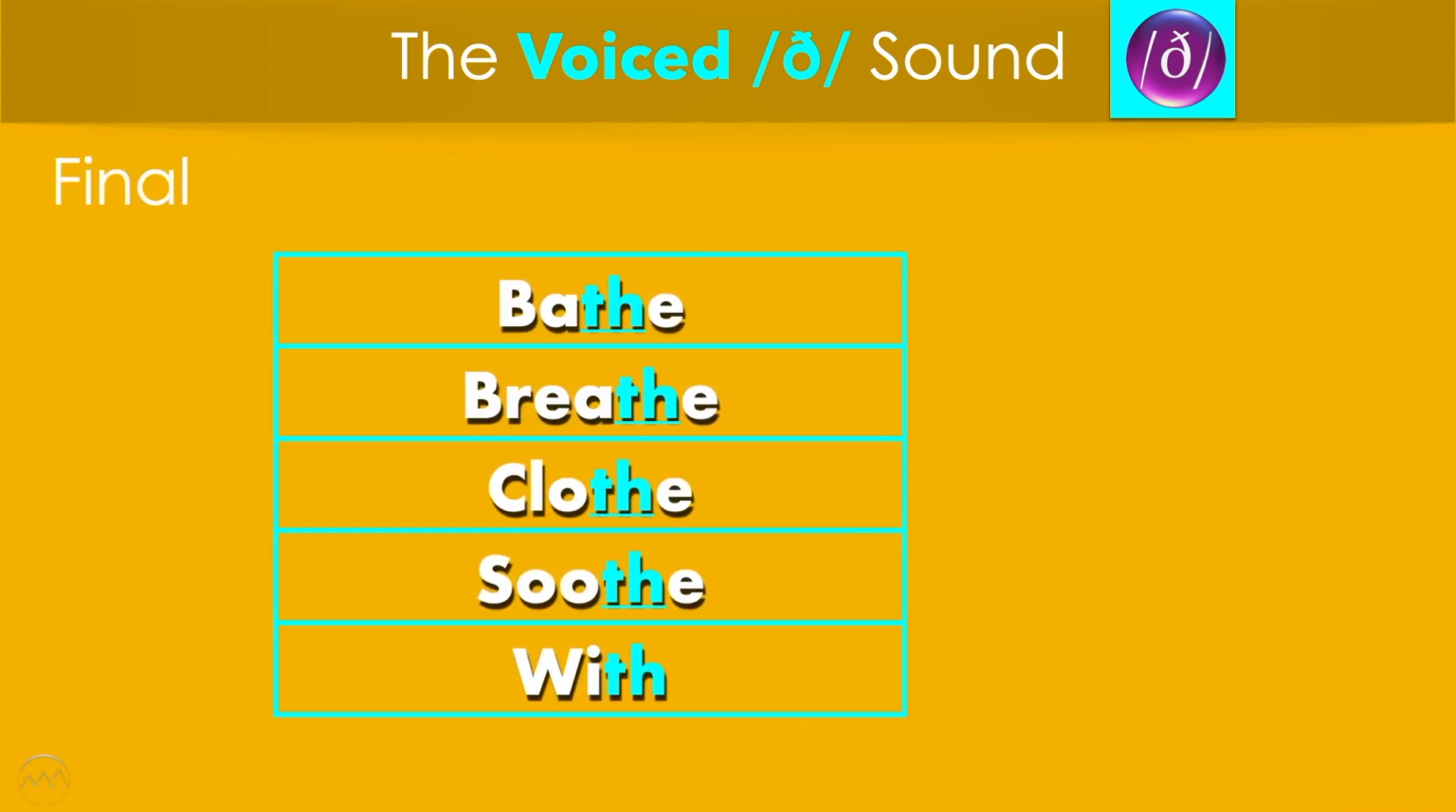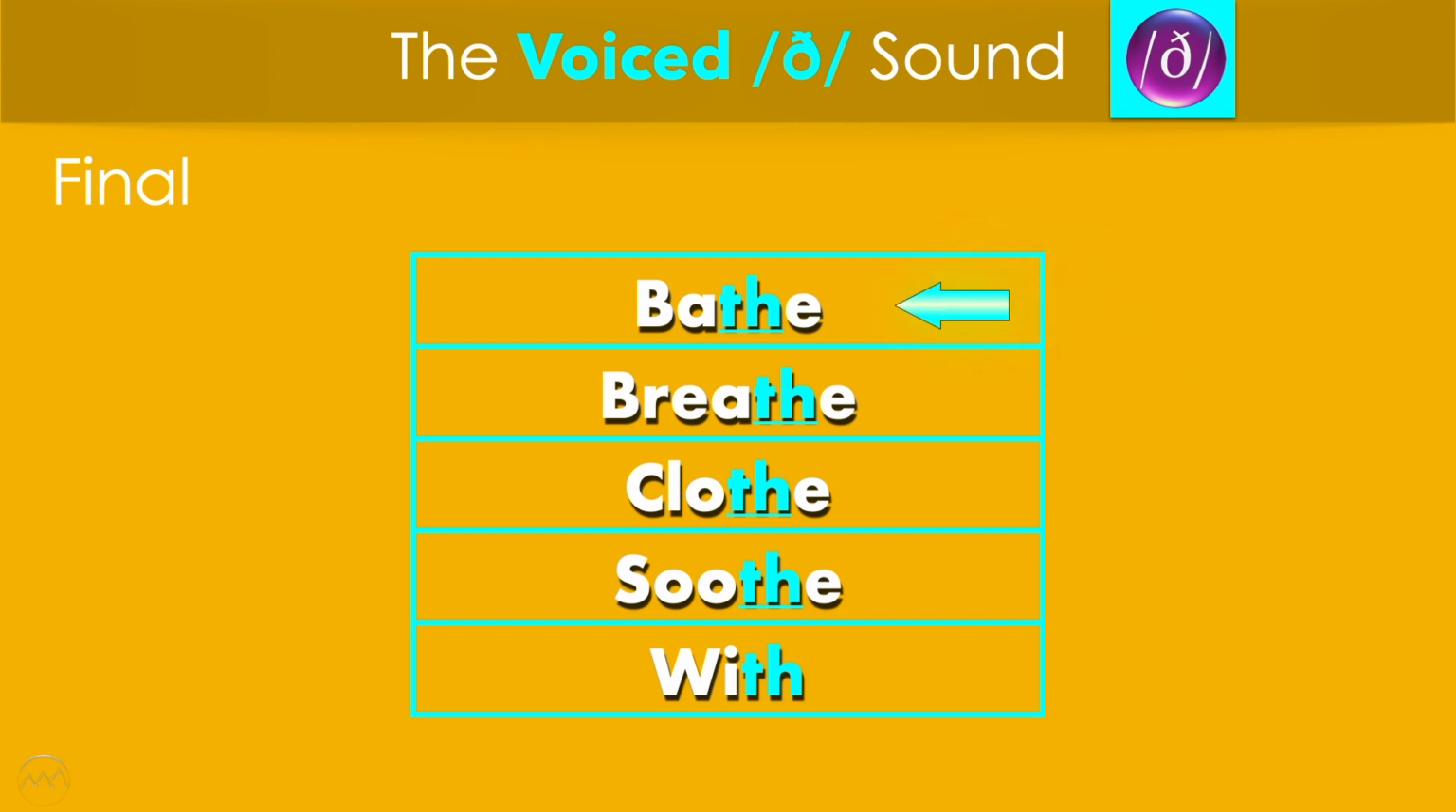Now, in final position, we have bathe, breathe, clothe, soothe, and with. Even though this last word can be pronounced with the voiceless sound or with the voiced sound.